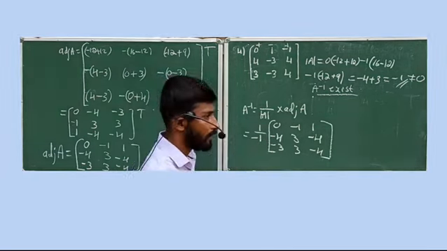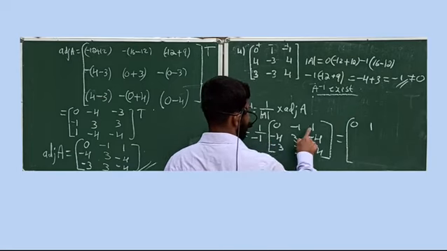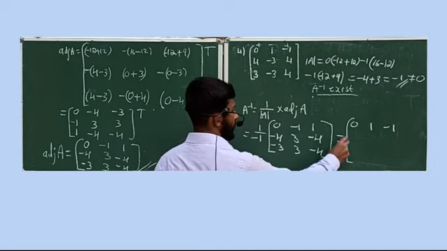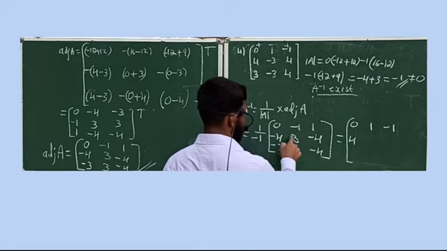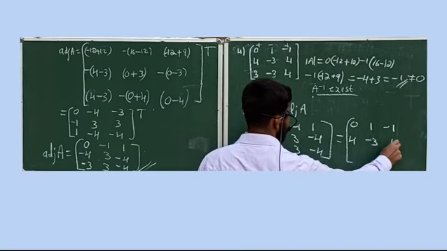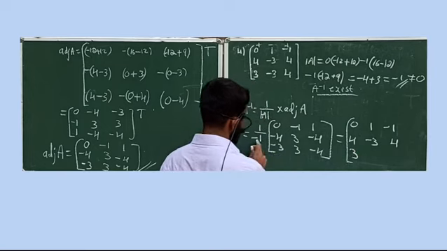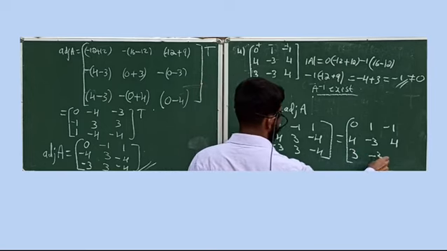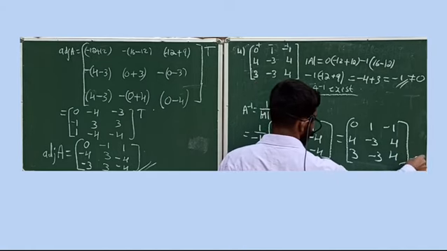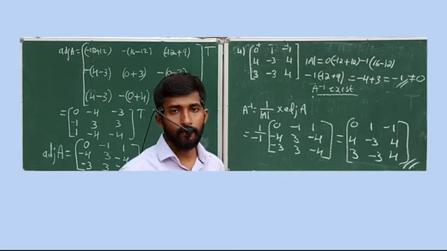It's equal to 0 into minus 1 is 0, minus 1 into minus 1 is plus 1, minus 1 into plus 1 is minus 1, minus 1 into minus 4 is plus 4, minus 1 into 3 is minus 3, minus 1 into minus 4 is plus 4, minus 1 into minus 3 is plus 3, minus 1 into 3 is minus 3, minus 1 into minus 4 is plus 4. Okay, this is the inverse of the given square matrix.